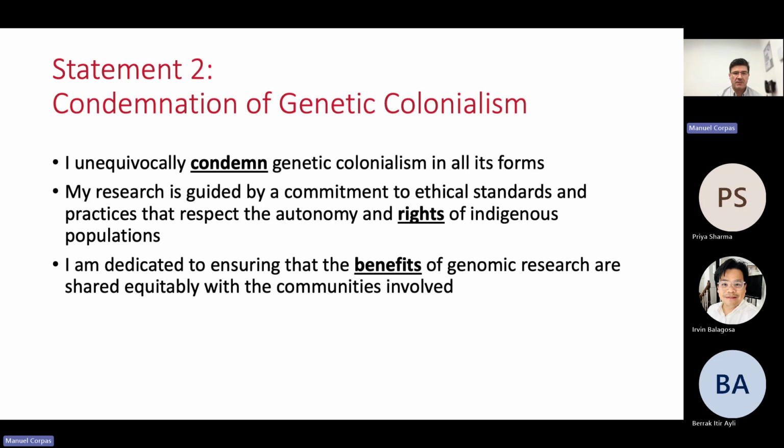So my research is guided by a commitment to ethical standards and practices that respect the autonomy and rights of indigenous populations. And when I say indigenous population, I can say people from Kazakhstan, people from Pakistan, people from Nigeria, Yoruba, whatever you want to call them. And I'm dedicated to ensuring that the benefits of research are shared equitably with the communities involved.